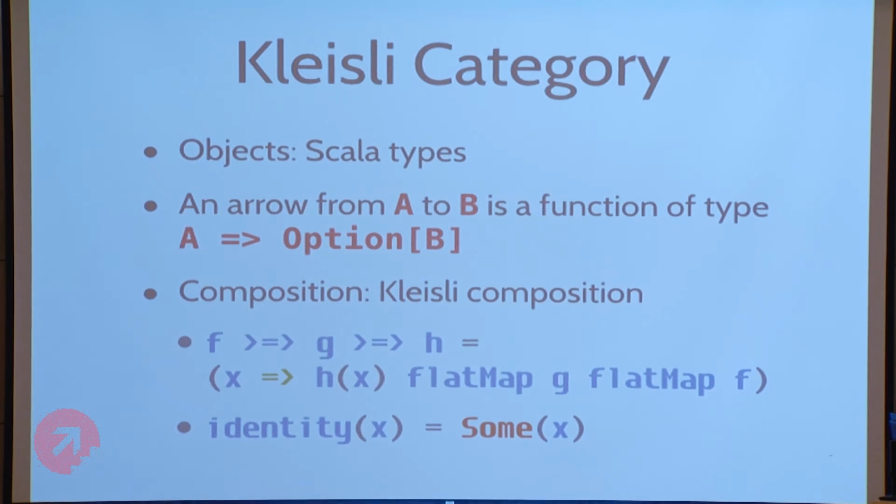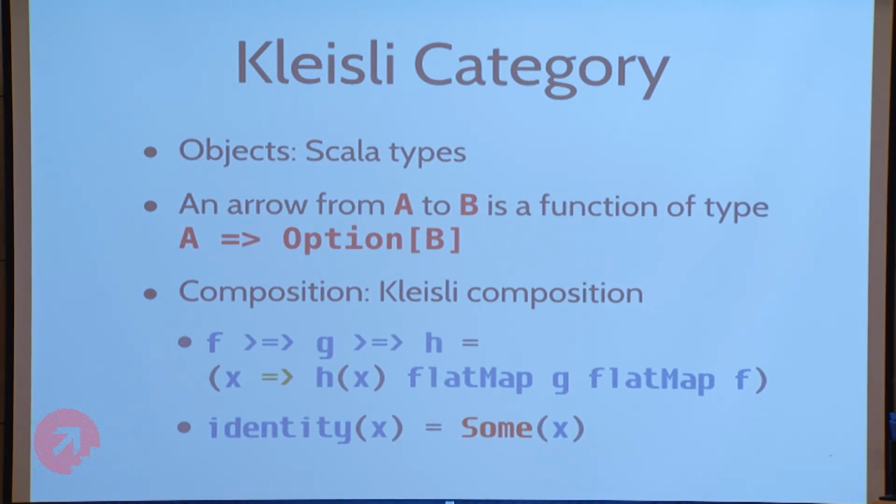So the objects in a Kleisli category are going to be the Scala types. It's going to be the same as the regular Scala category. But now an arrow from A to B is not going to be a function from A to B. It's going to be a function from A to option B. But it's still an arrow from A to B in this category. And then composition is going to be not regular function composition, but Kleisli composition, which is what we just saw.